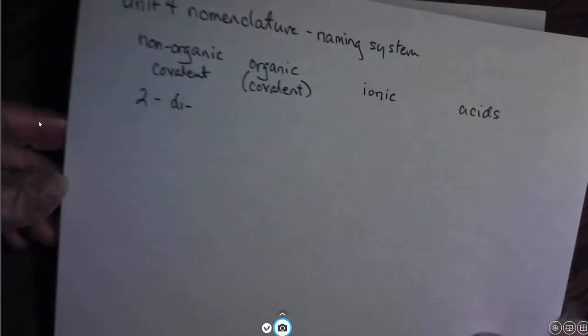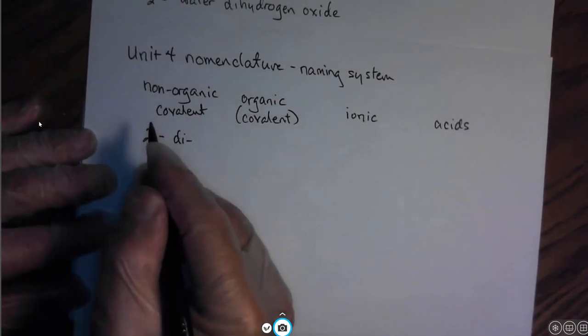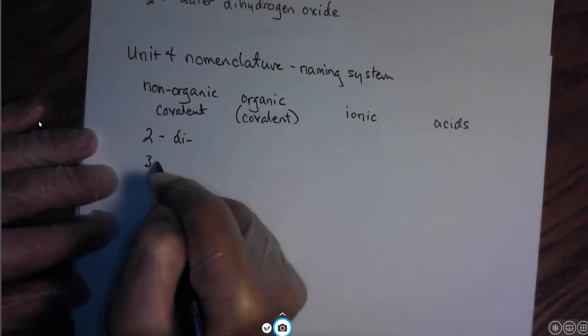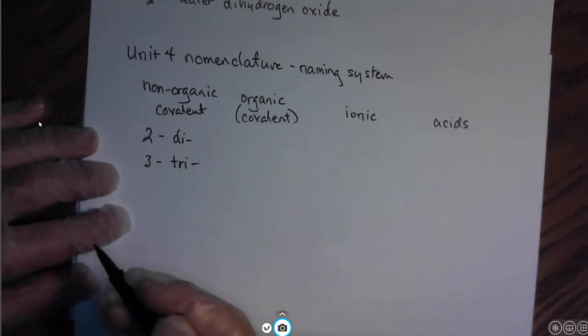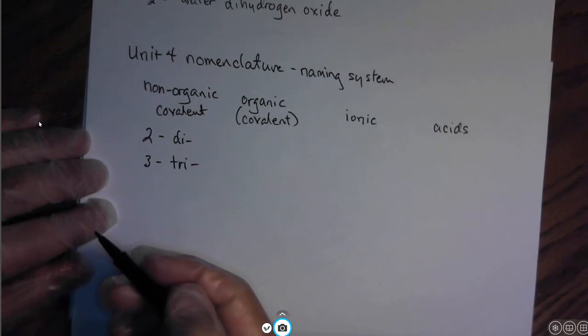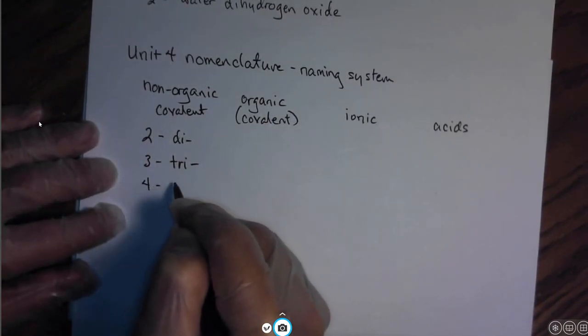And then if we have 3, that's tri, like a tricycle. Four is tetra.